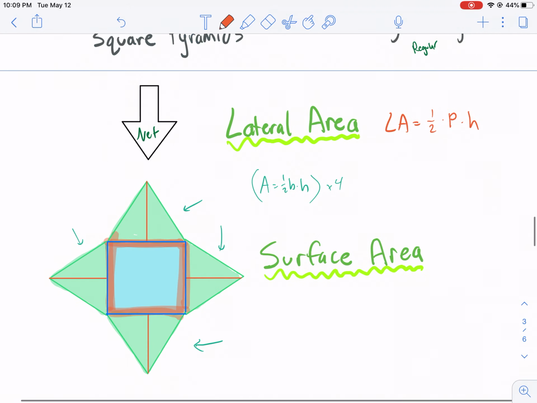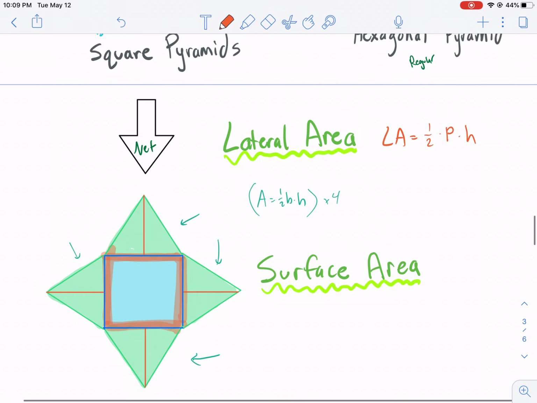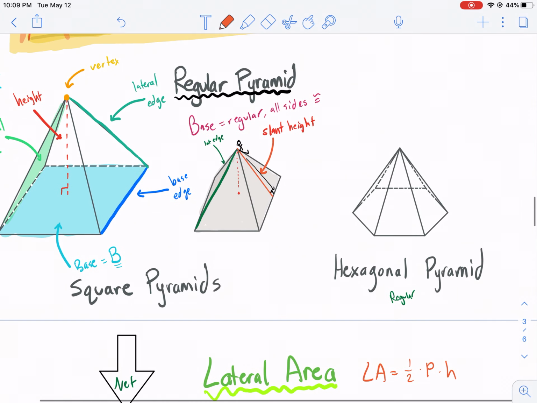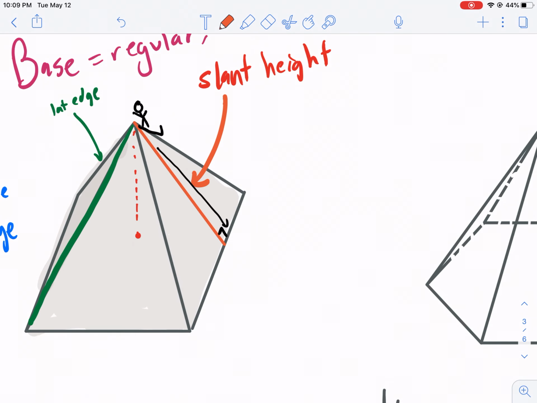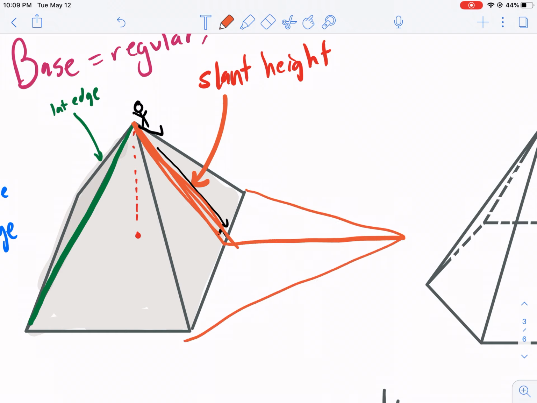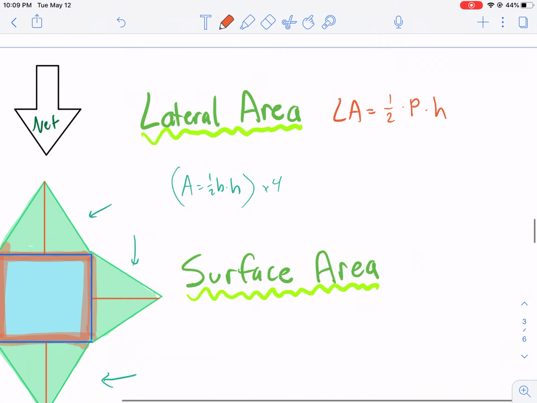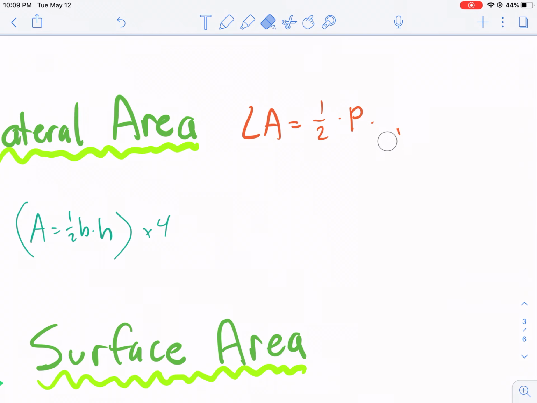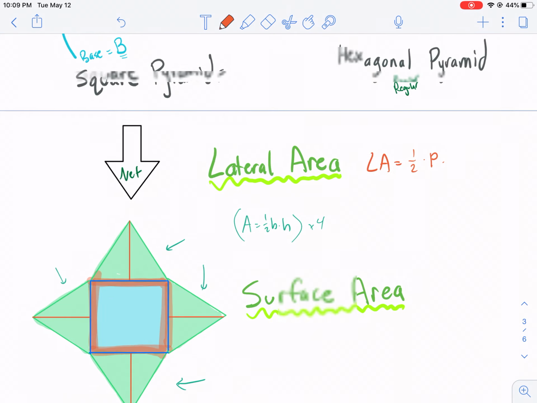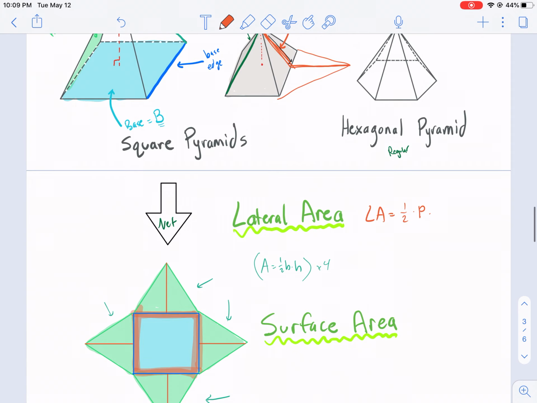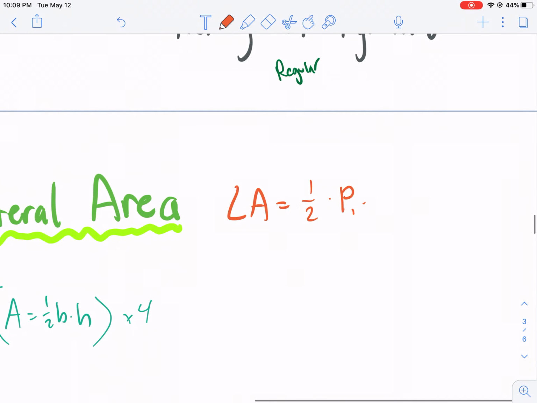The height from the middle up would not be this distance here. Now, if we're folding the side of the triangle up, this would be the slant height. That would be the height of that triangle. You fold it flat, and that height is that right there. It's not the height that goes into the middle. That's a very important distinction there. So really what I need to write here is the lateral area equals 1/2 the perimeter of the base times the slant height.